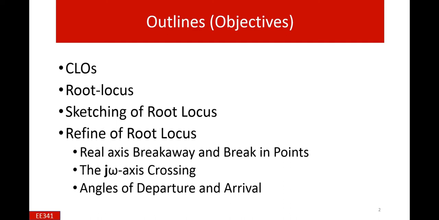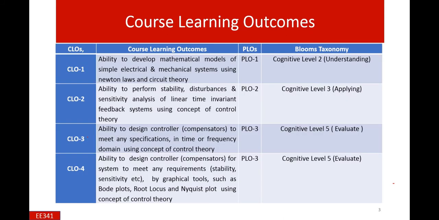And then the angle of departure and angle of arrival concepts, which are linked to complex poles. Up to now we have been taking real axis poles, but if we have a complex pole in an open loop transfer function, then how do we find the root locus? These concepts are linked with the angle of departure and angle of arrival. Hopefully this will be the last lecture of the analysis, and it is under the CLO2.